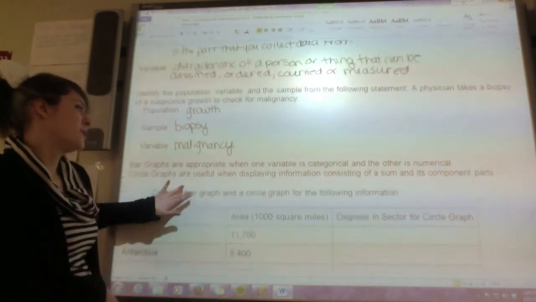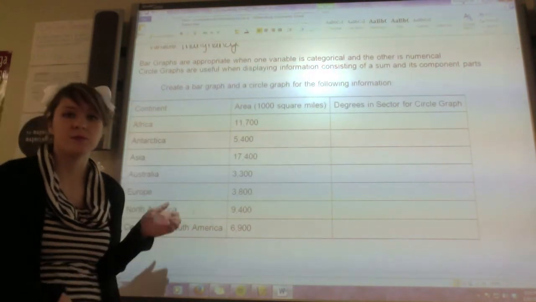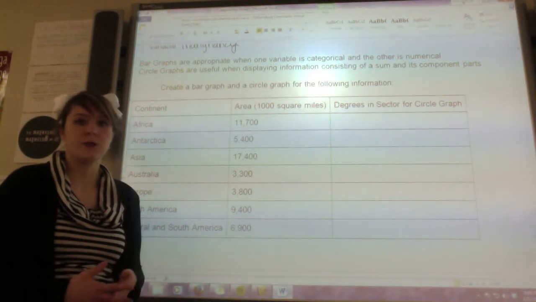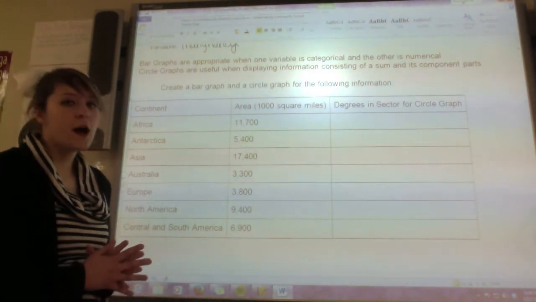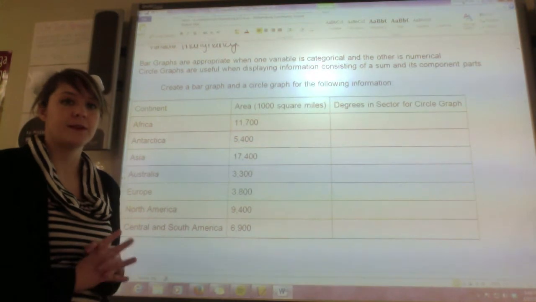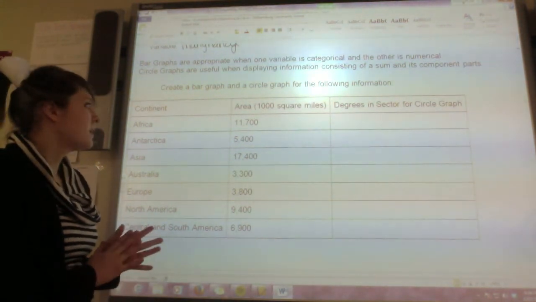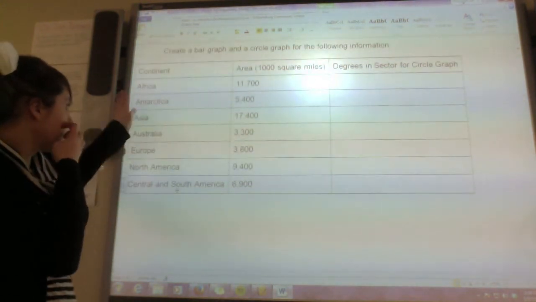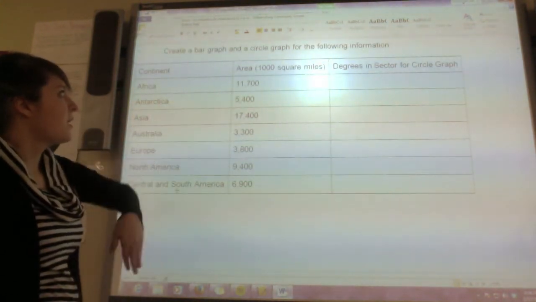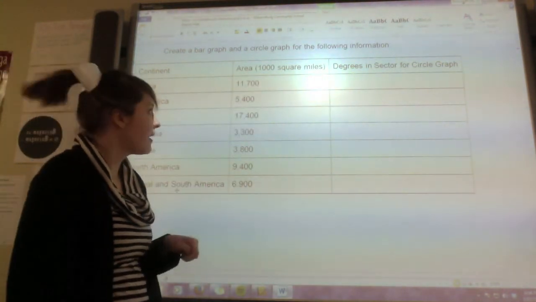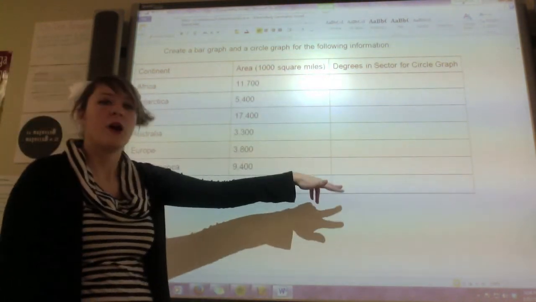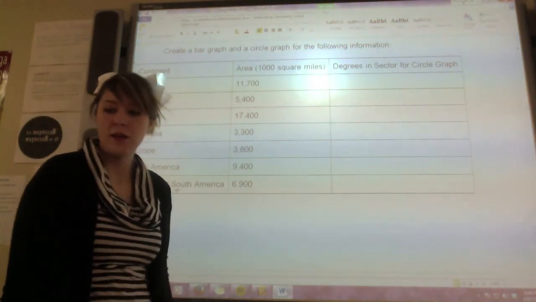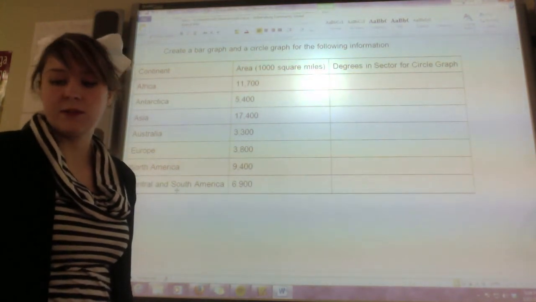Circle graphs are useful when you're displaying information consisting of a sum and its component parts. So in other words, if I want to compare something to the whole, a circle graph is a really good way to do that. So we're going to talk about how to create a bar chart and a circle graph for the given information here, where we're talking about continents and the area of those continents. So I've got Africa, Antarctica, Asia, all these guys. I've got all my areas, and notice that they're in thousands of square miles. I also put a column here so that we could measure out the degrees for the sector in the circle graph. And the bar graph is going to be really easy for us to make.